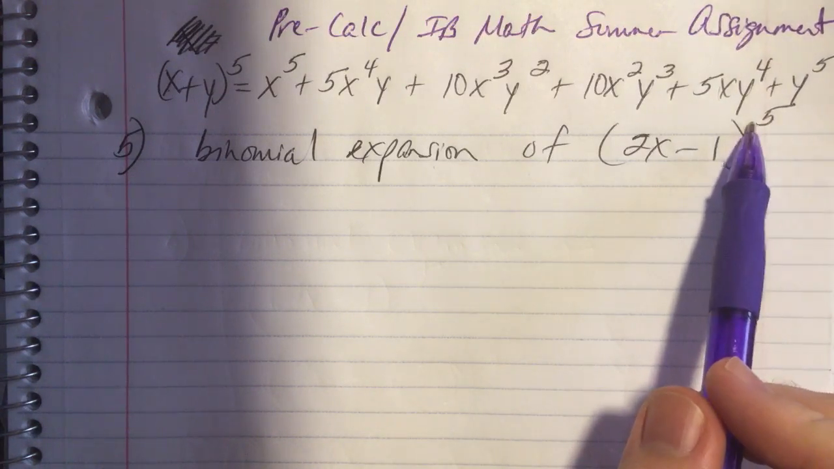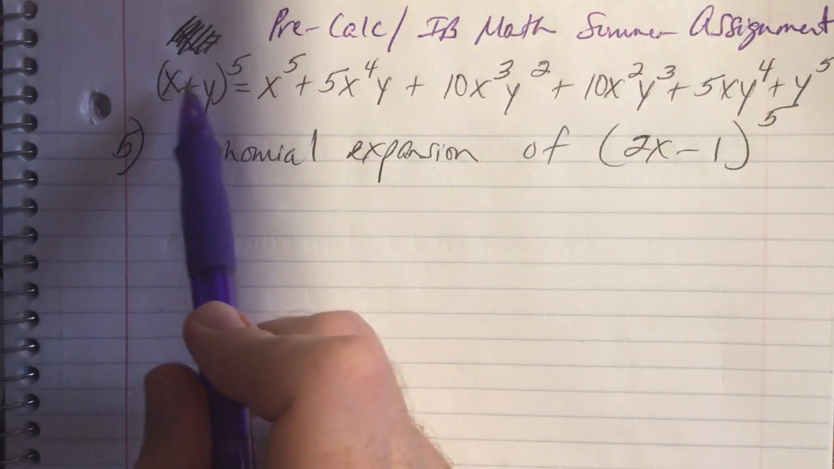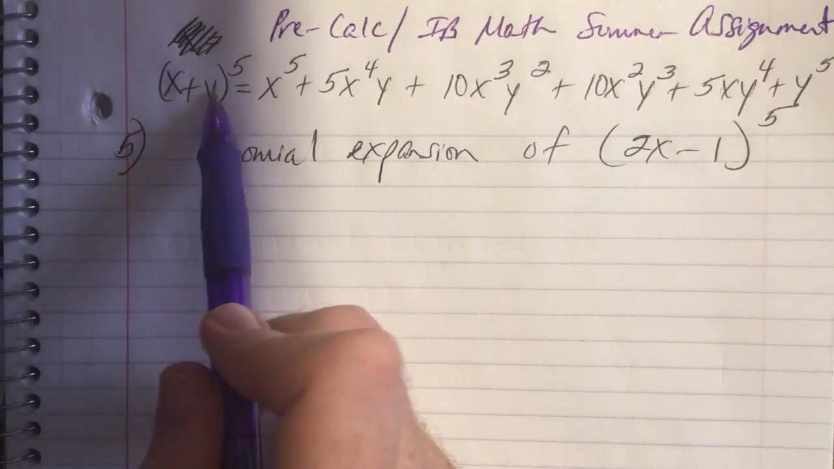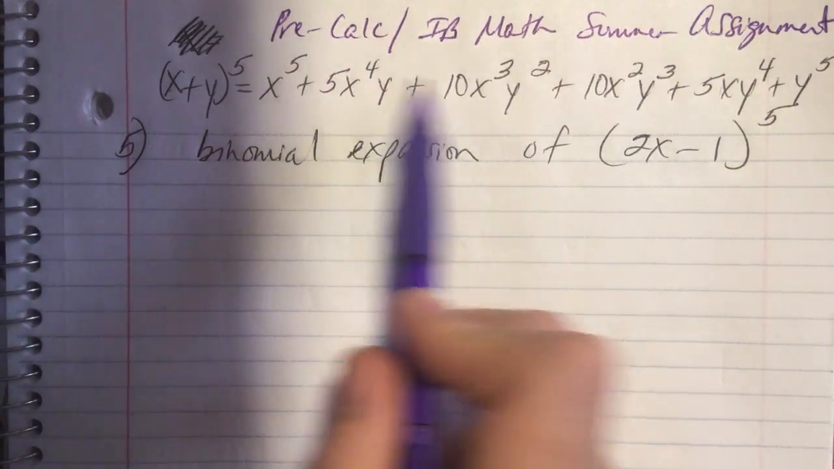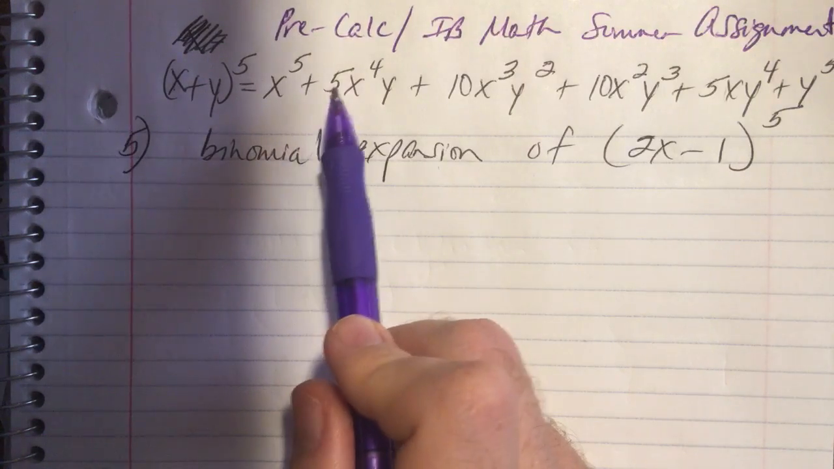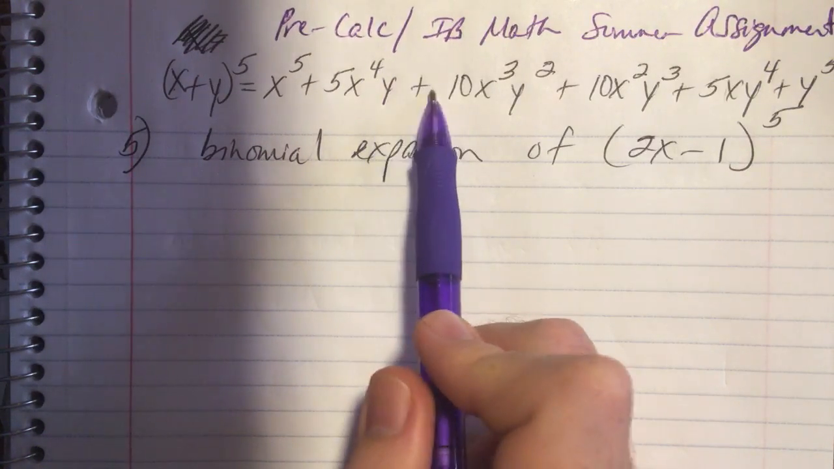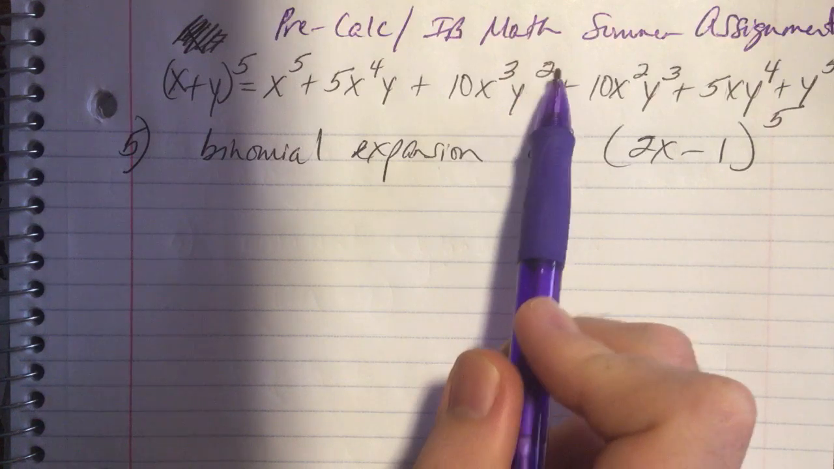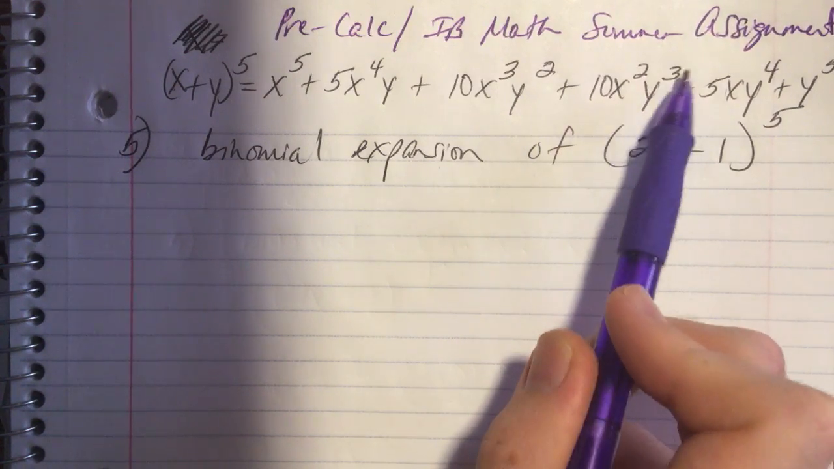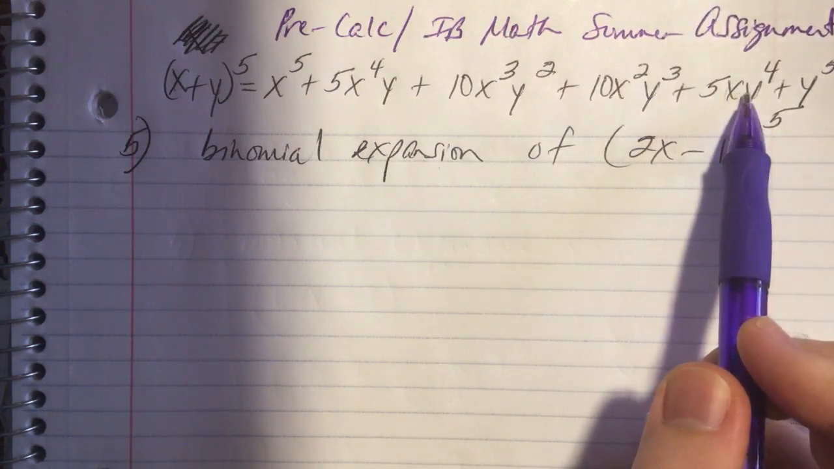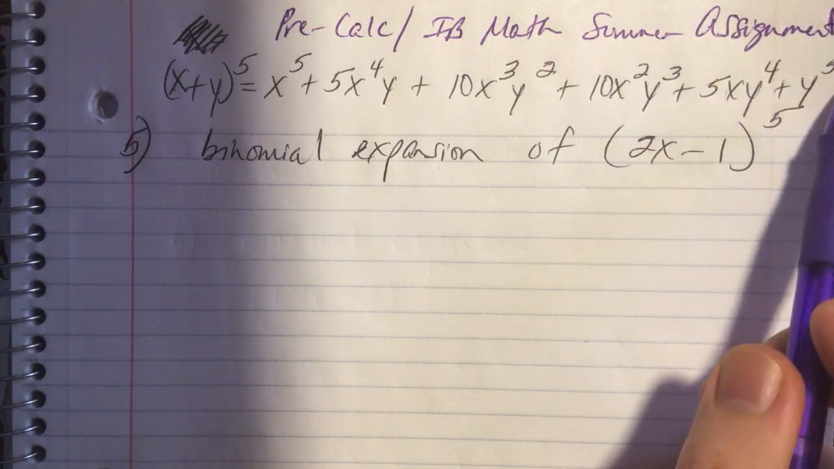the 5th power. We're raising it to the 5th power, so we're going to use the binomial expansion, which would be (x plus y) to the 5th power. And here's the setup. x to the 5th plus 5x to the 4th y plus 10x cubed y squared plus 10x squared y cubed plus 5x y to the 4th plus y to the 5th.